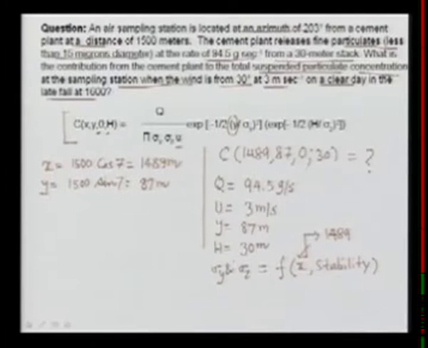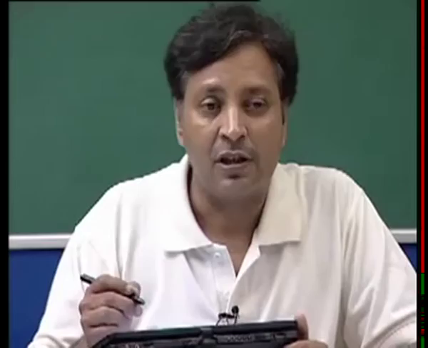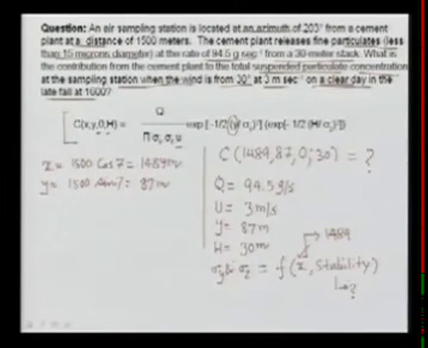But if you recall, sigma y and sigma z are also functions of stability. So I also need to know the stability. So with the knowledge of stability and the information given to us, on a clear day and late fall, that is something like October, November, and the time is 16 hours, that stability will be somewhat unstable. You will recall the stabilities were A, B, C, D, E and F.